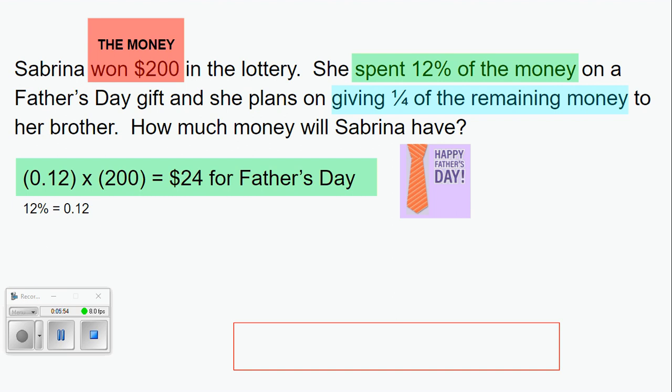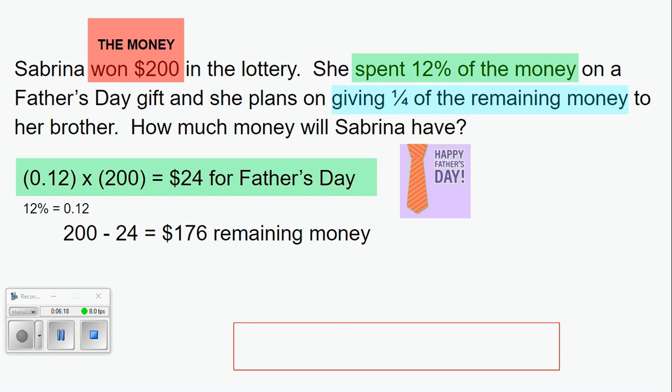So let's talk about the Father's Day gift. Remember, 12% went to the Father's Day gift. And 12% as a decimal is 0.12. So all you got to do in your calculators is multiply 0.12 times 200, and we can see that she spent $24 on a Father's Day gift. Now if we subtract that from her winnings, we can see she has $176 left over.